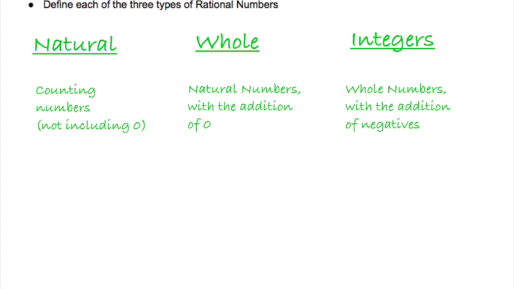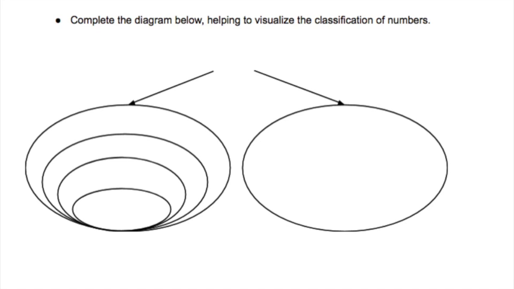Let's look at a diagram that might help make sense of this. So we're starting off with real numbers, and we can divide real numbers into two categories: rational and irrational. Irrational numbers cannot be written as a fraction. So for example, pi is an irrational number. A square root that isn't a perfect square would also be an irrational number. So for example, the square root of 3.